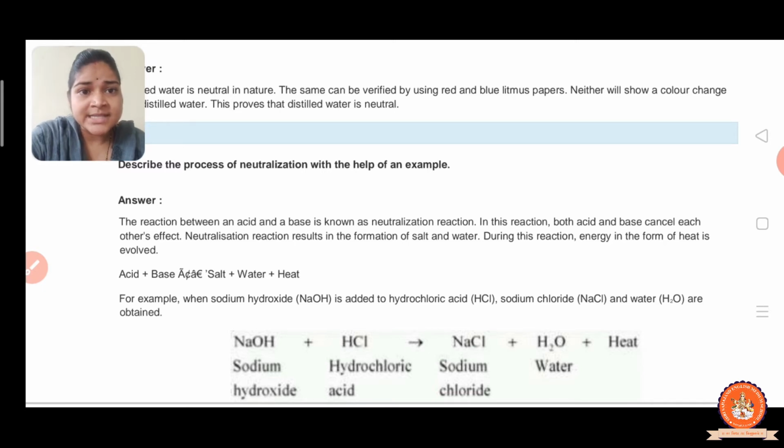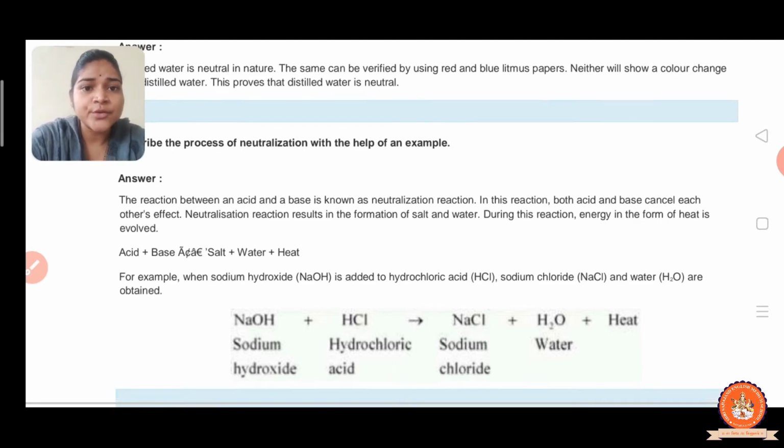And the neutralization reaction results in the formation of salt and water. So acid and base react with each other, which gives salt and water in this process, right? During this reaction, energy in the form of heat is evolved. So during this process, energy is also formed.